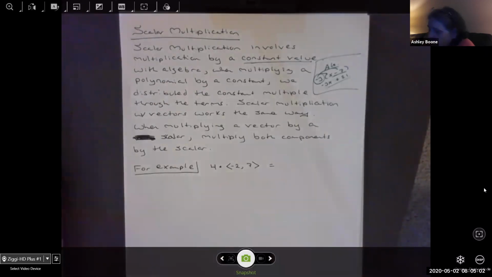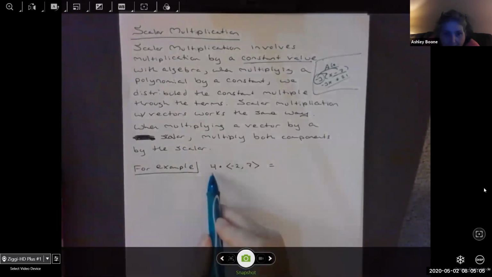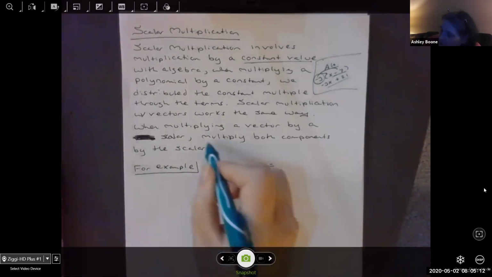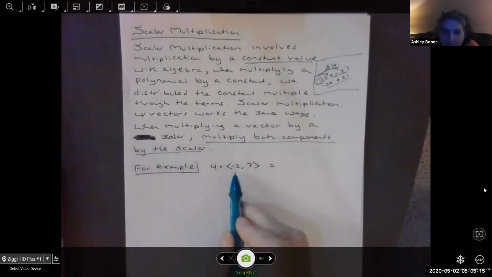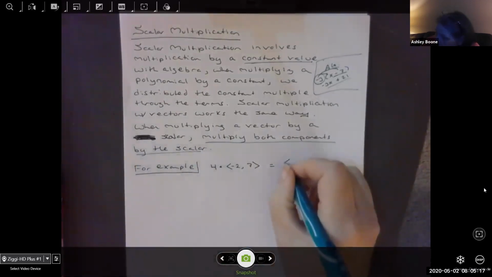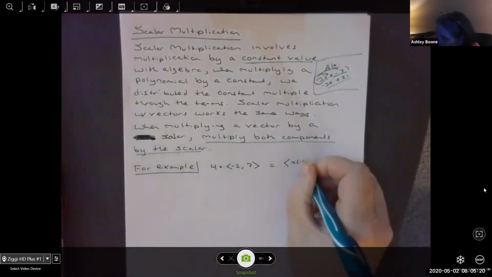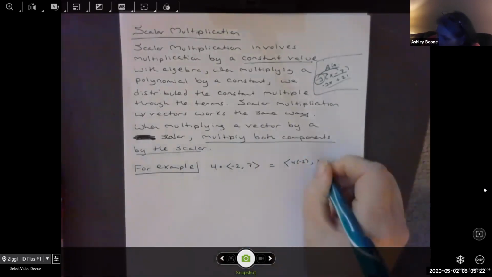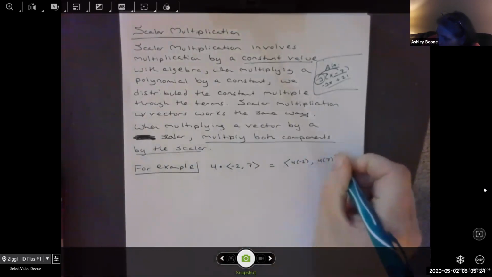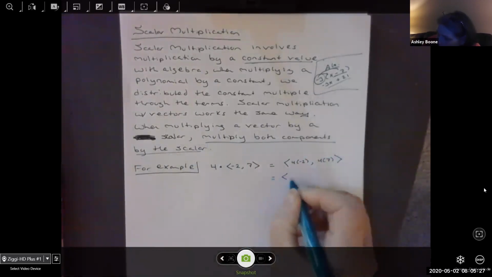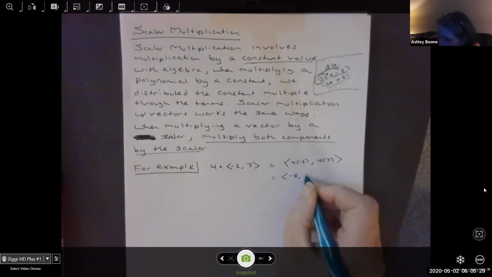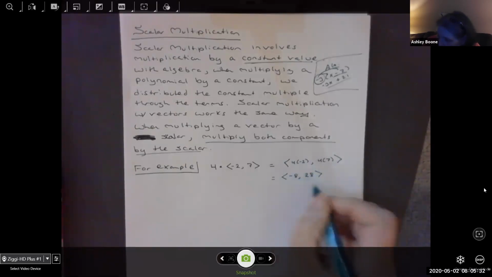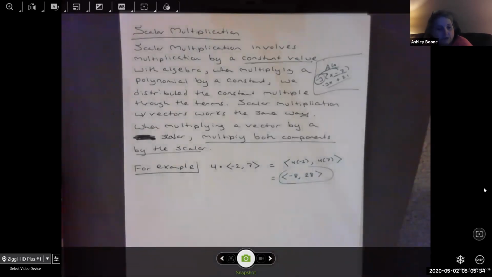Anytime you have a vector being multiplied by some number, a scalar, this guy's called a scalar, then what you're going to do is multiply both of the components by that scalar. So what you're going to end up with is 4 times -2 for the horizontal component, 4 times 7 for the vertical component, which is the component form of -8, 28. That would be the product of 4 times the vector, okay?